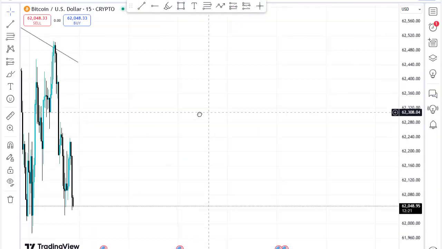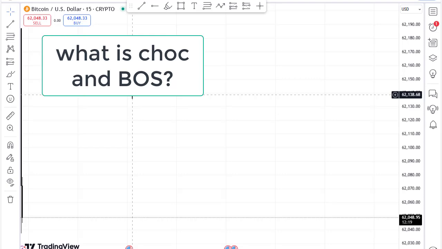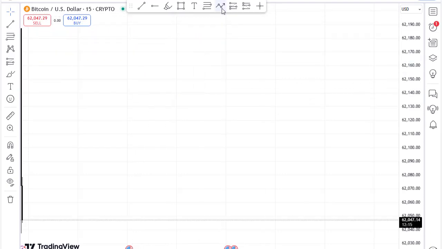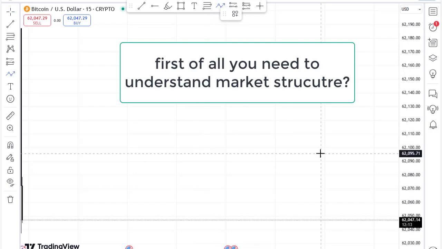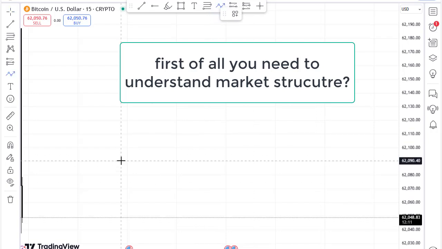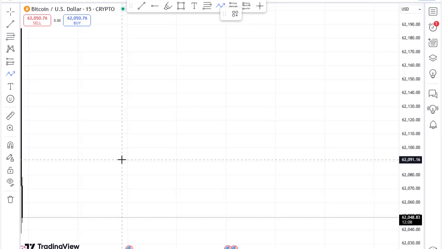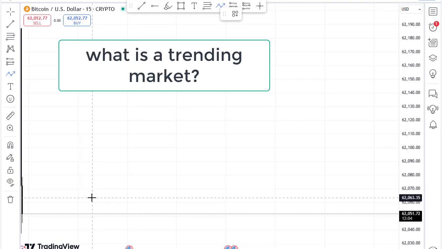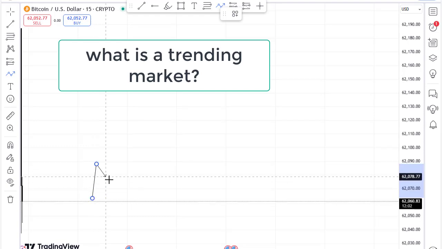So basically, when we talk about change of character, we need to understand what we call market structure, right? Now market structure could either show the trend of the market to be uptrending or downtrending, right? So when we say a market is uptrending, it means it is creating a series of higher highs and higher lows.